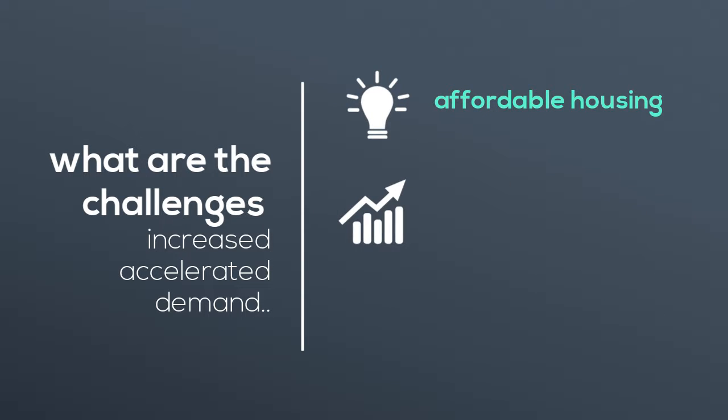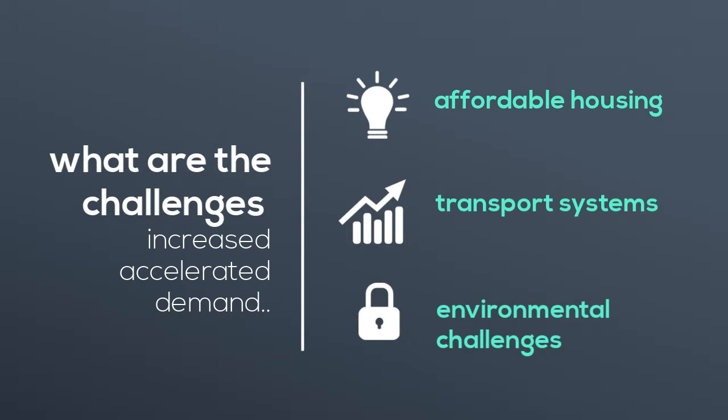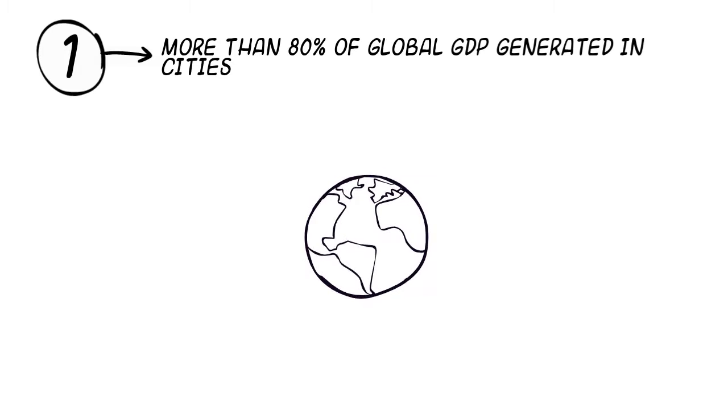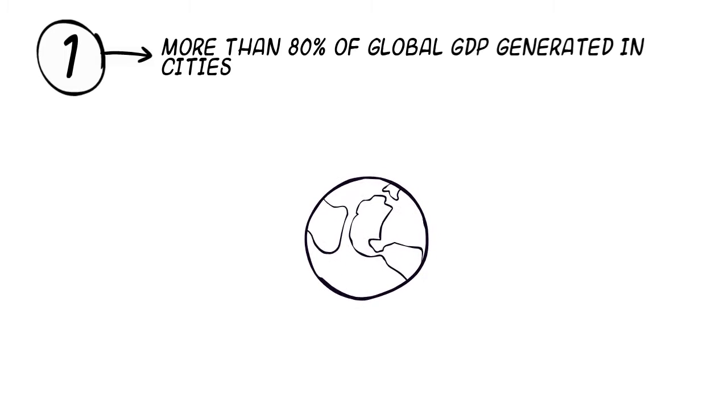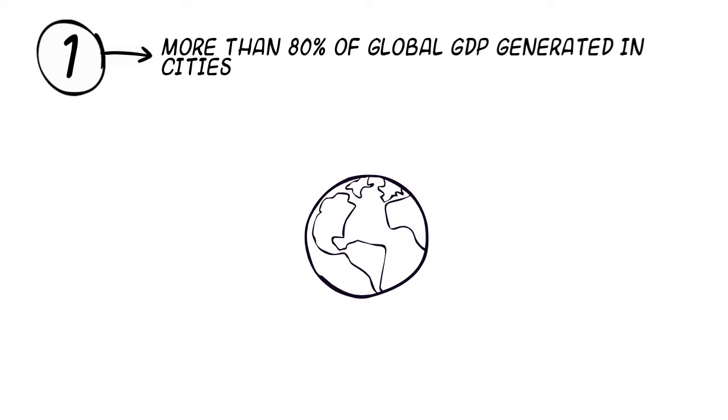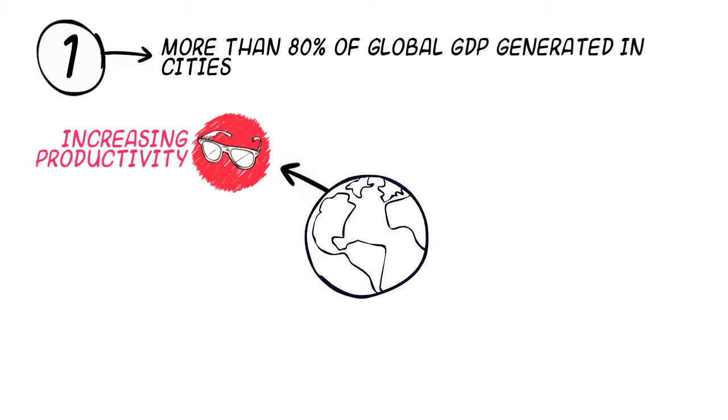However, there are challenges that come along with the speed and scale of urbanization, such as meeting accelerated demand for affordable housing and transportation systems. Cities are facing environmental challenges: they consume close to two-thirds of the world's energy and account for more than 70% of greenhouse gas emissions. With more than 80% of GDP generated in cities, urbanization can contribute to sustainable growth if managed well, by increasing productivity and allowing innovation and new ideas to emerge.